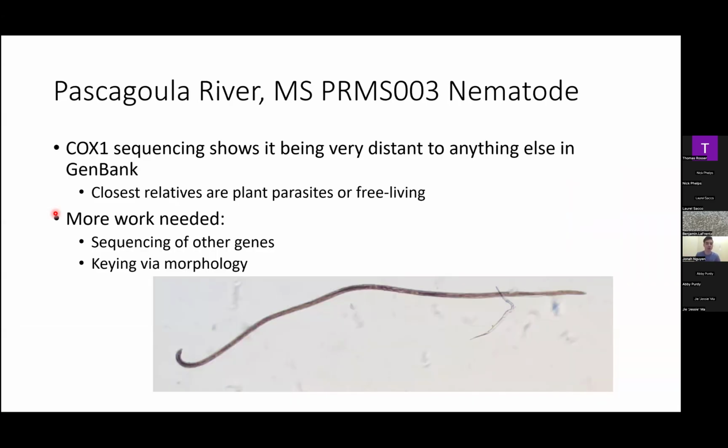This is an example of one I've sequenced. This picture is pretty terrible, but I've gotten better at taking pictures since then. The COX-1 sequencing showed it being very distant to anything else in GenBank, like usual when you're working with obscure things. But its closest relatives are plant parasites or free-living nematodes. So probably, like I said, it's just a free-living or plant parasitic nematode passing through the apple snail.